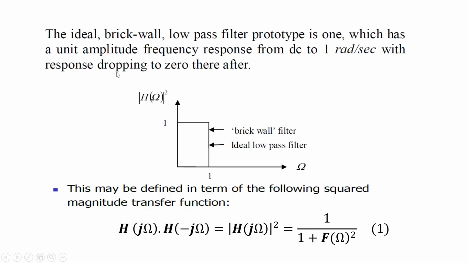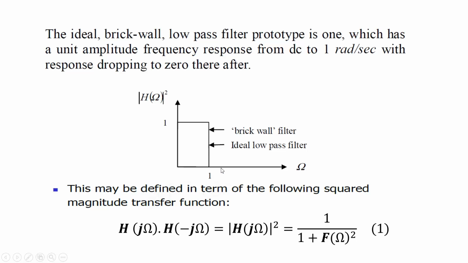All right. Now let's start with the ideal brick wall low pass filter prototype, which has a unit amplitude frequency response from DC to 1 radian per second, with response dropping to 0 thereafter. What's the meaning of this statement? We start from this frequency, which is the DC, and we reach this point. This is capital omega c basically.